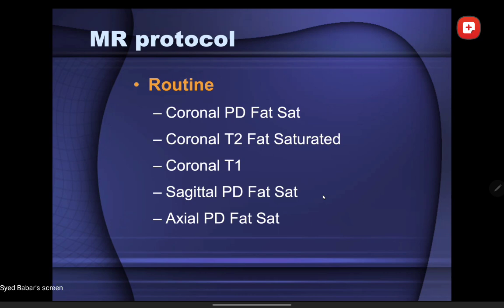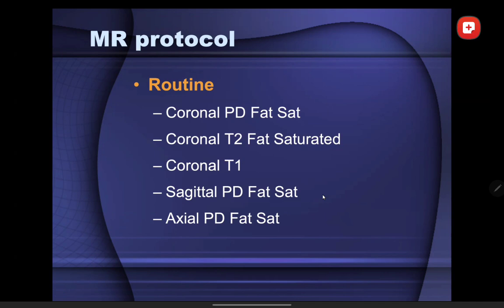But you should have at least one T1 weighted sequence. It doesn't matter which plane. You can decide yourself. Now, most of these machines tend to do dual echo. In other words, with the same amount of time, you can get a PD and a T2 weighted fat-sat sequence. So in the same sequence, you can get two sequences, same time.